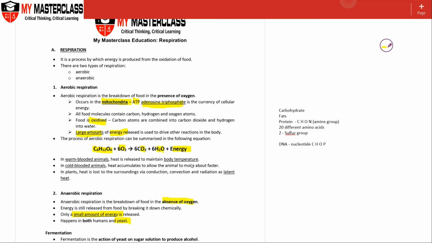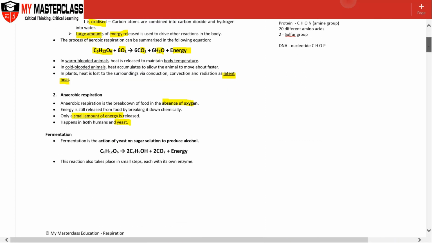Okay, so in plants, the heat is lost via conduction, convection, and radiation as latent heat. Latent heat means the amount of heat that is taken away from the plant. For example, even in humans when we sweat, the heat is taken away to keep the plant at a cool temperature because they are continuously being exposed to the sun's radiation.